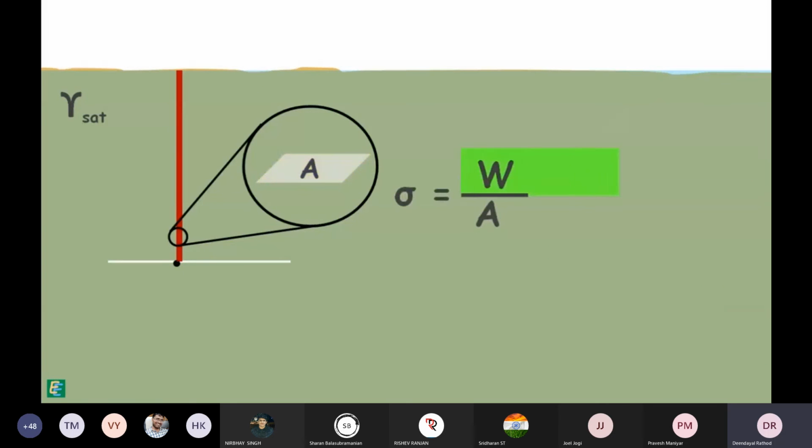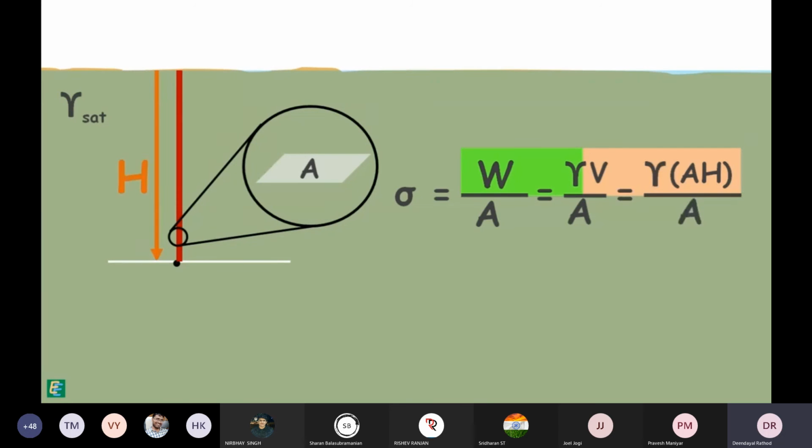So, the weight of the soil above this point will be the unit weight of soil multiplied by the volume of the soil, which is the area multiplied by its height. It can be simplified to this. In our case, we have taken the unit weight of soil as the saturated unit weight.